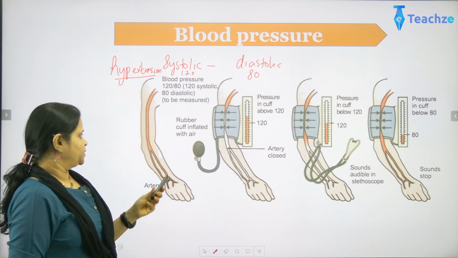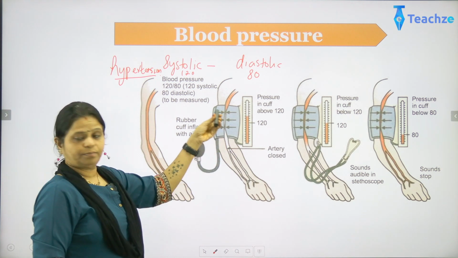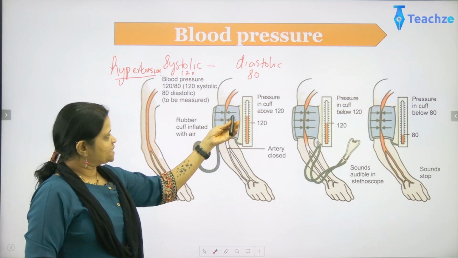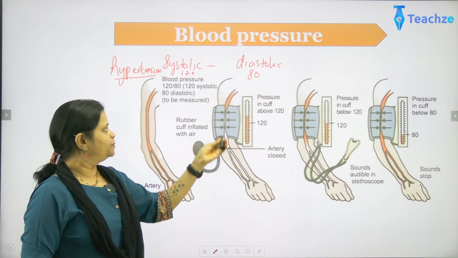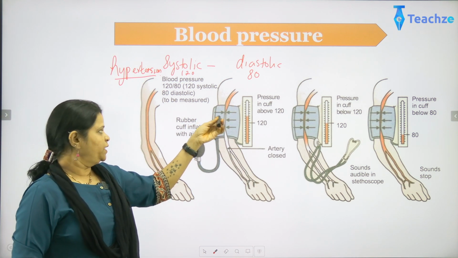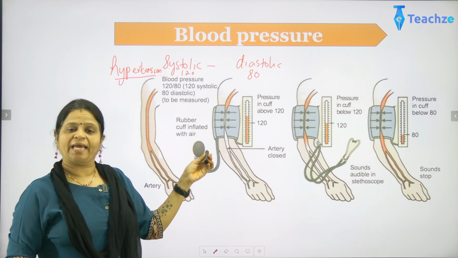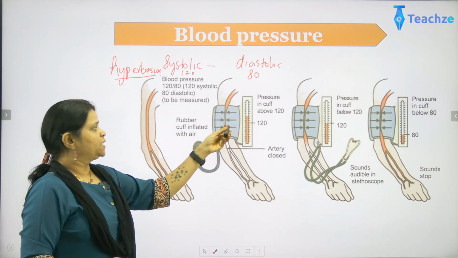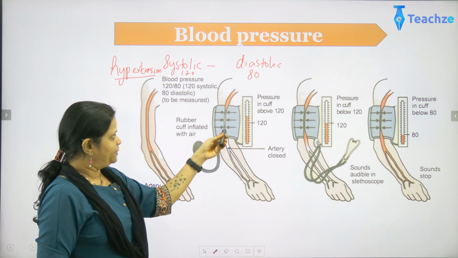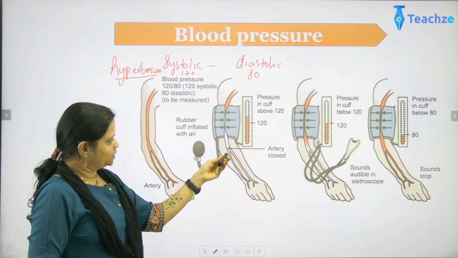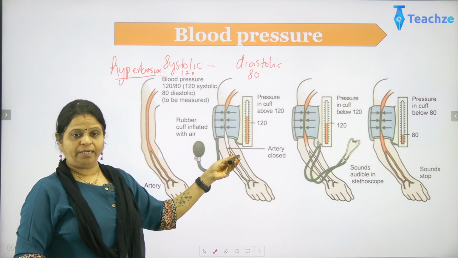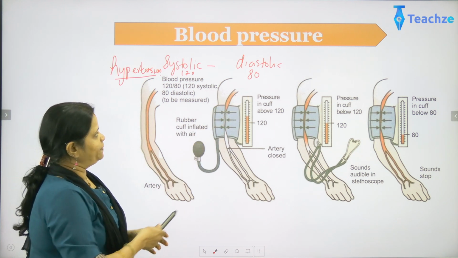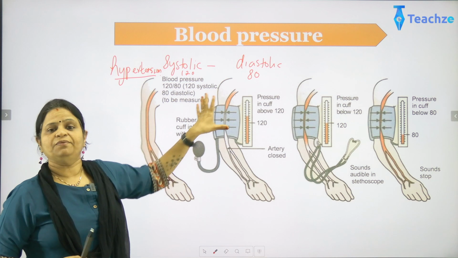So you can see that an instrument has been put onto the hand. Generally we take the arm portion and it is cuffed between the elbow and the shoulder level. Here the cuff is inflated, that is, air is passed through and it's made tight at its junction. When it becomes tight, the flow of blood is stopped, and the artery gets closed at this point because the pressure has reached that higher level. This will be the first step after the rubber cuff has been inflated with air.